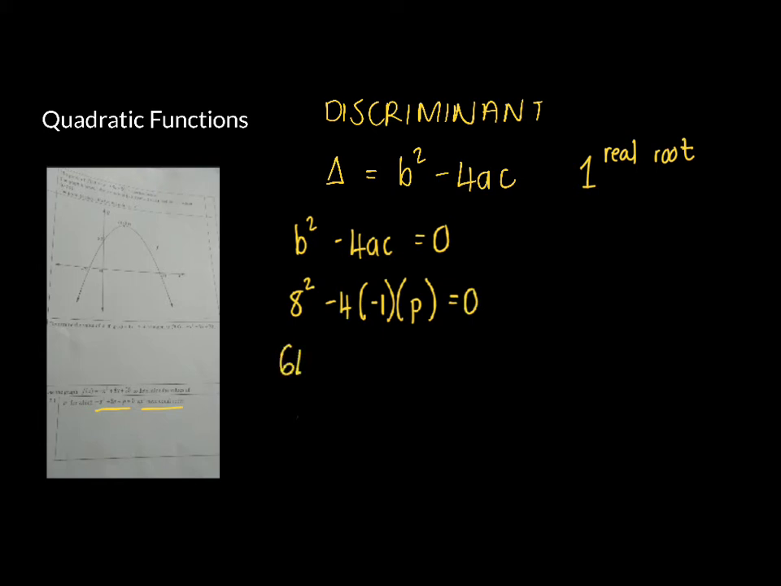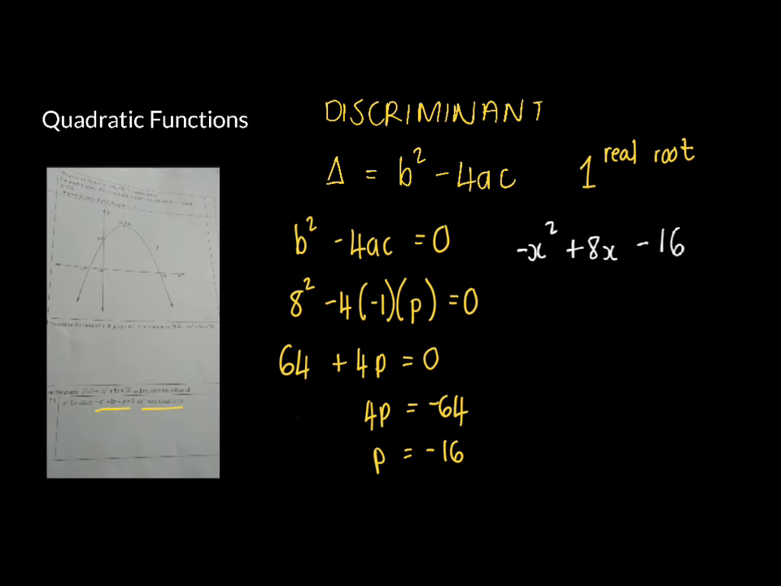So we're going to have 64. -1 multiplied by -4 is going to give us +4, so we're going to have plus 4p is equal to 0. Then I'm going to solve for p because that's what we're looking for here. So I'm going to have 4p is equal to -64. And I'm going to divide both sides by 4, and p is going to equal -16. So what this means for my equation is that I'm going to have -x squared plus 8x minus 16. And this is how we're going to have equal roots.